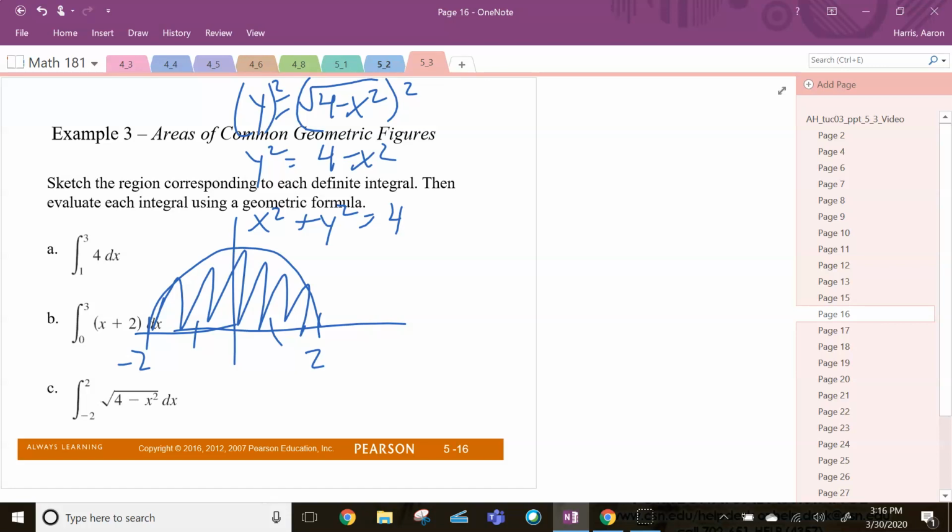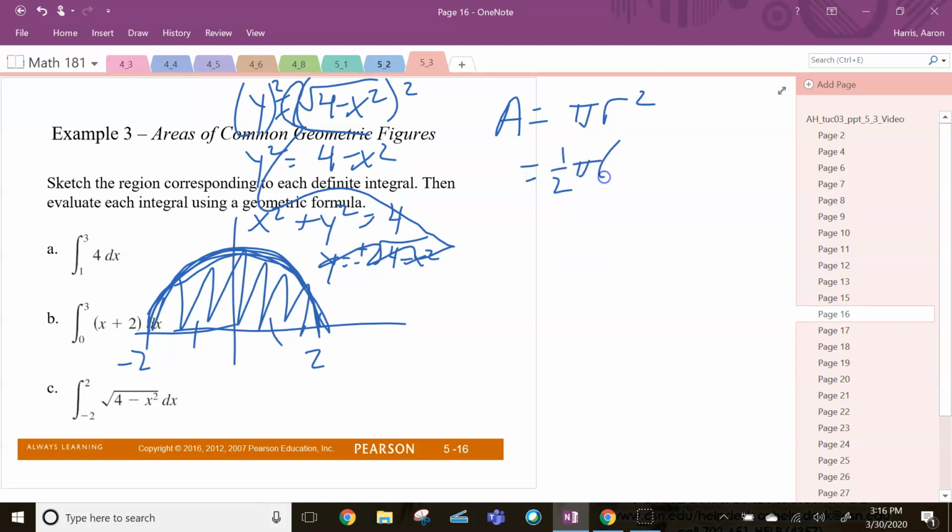But it's just the top half, right? It's just the top, the square root. Because if you were to solve this back down, you'd get plus or minus. It's not the bottom part, right? We're just doing the top part. So we'll just find the area under the curve. Well, what's the area of a circle? Pi r squared. So it's just half of that. 1/2 pi, radius in this case, 2 squared. So we got 2 pi.